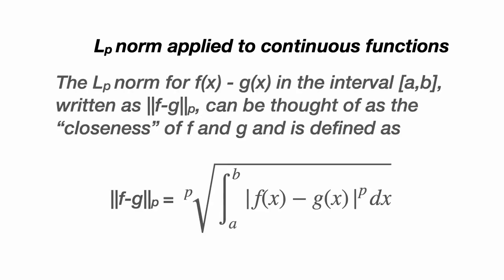So just imagine going forward that our goal is to approximate one function f of x with another function g of x. The LP norm for f of x minus g of x on the interval from a to b is written in the same way as we wrote the LP norm for vectors and can be thought of as a measure of the closeness of f and g, or the distance between f and g, if you'd like to stick with the idea of a metric space of functions. And it's defined by this integral. We take the absolute value of f minus g, raise this to the pth power and integrate from a to b. We then take the pth root at the end.